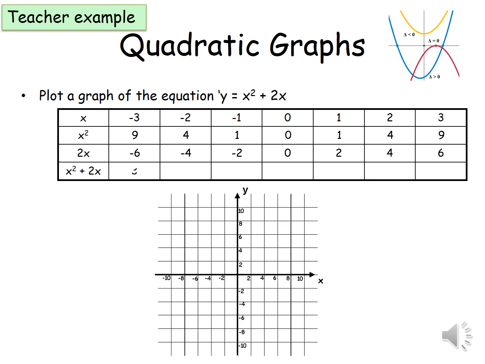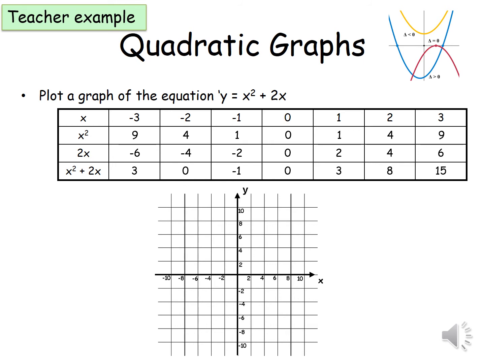9 plus minus 6 is 3. 4 plus minus 4 is 0. 1 plus minus 2 is minus 1. 0 plus 0 is 0. 1 plus 2 is 3. 4 plus 4 is 8. And 9 plus 6 is 15.